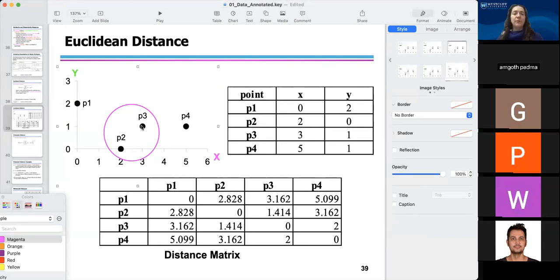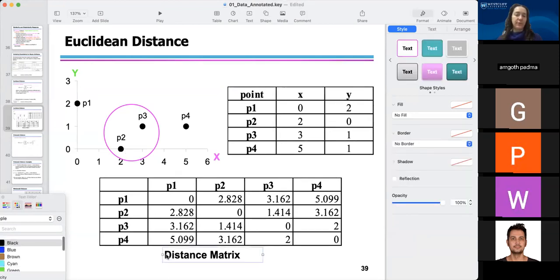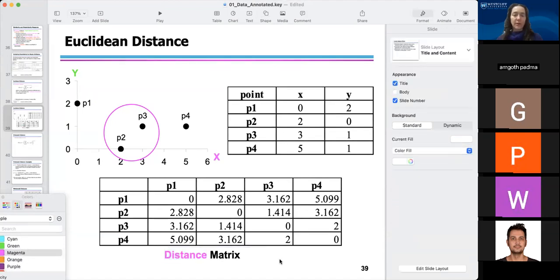But we can compute the distance between all the points in our data. And if we do that, we would create what's called a distance matrix. So this distance matrix can be used for data analysis. It'll show the difference between all the points in our data.